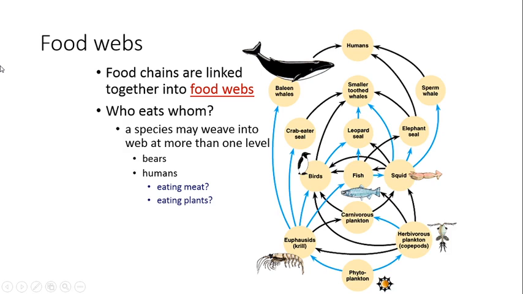As you can see, the food chains are interlinked together and form a food web as shown in the figure. Now, who eats whom is not important. A species may weave into a web at more than one level. For example, human is interconnected at each and every level. A bear is interconnected at more than one level. And if any of these levels gets disrupted, the whole ecological system gets disturbed.